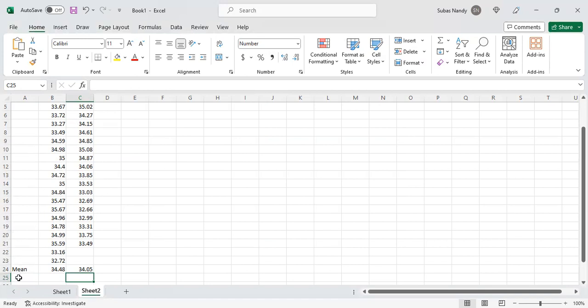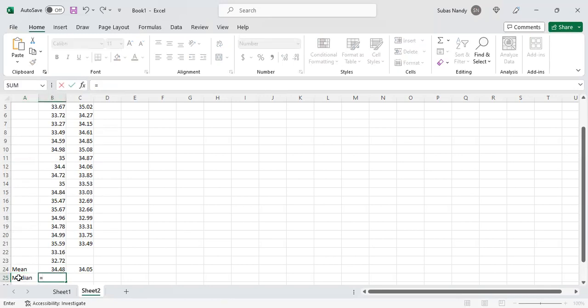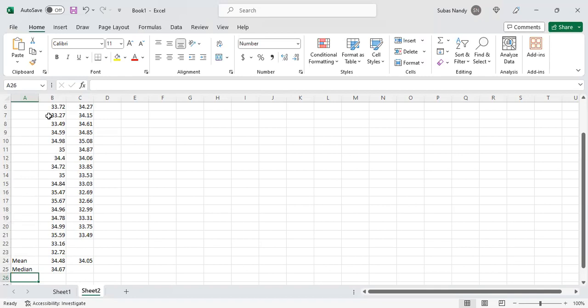Then I'll calculate the median price. Equal to median, and I will highlight up to A2 and hit enter. The median is 34.67. It's close to the mean.